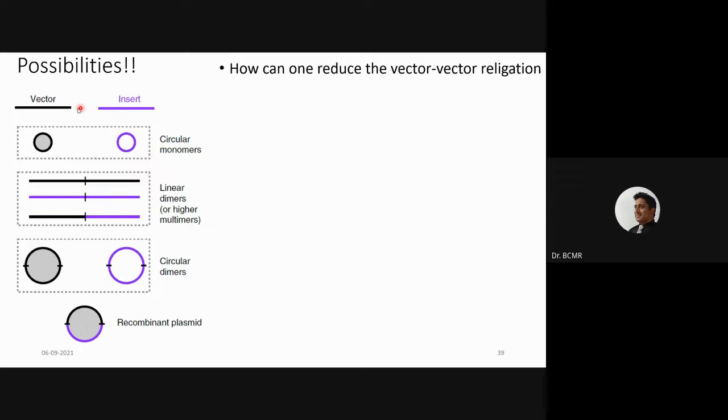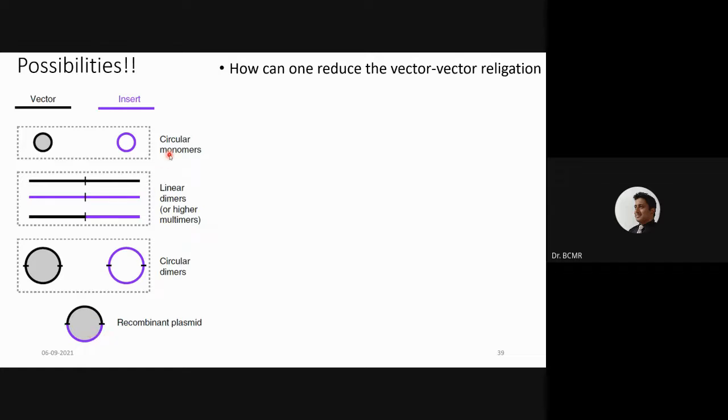We can also have linear dimers. Say this end of the insert and this end of the vector, they both ligated, but the others have remained the same. So you may have several vectors ligating, or several inserts ligating, or vector and insert ligating like this. They may form linear dimers, or it could be multimers. So here you have a vector insert, and you may have another vector, another insert, and so on. There are also possibilities of circular dimers. And what we actually want is this one. We want one vector ligated with one insert, and that is the recombinant plasmid that we are looking for.